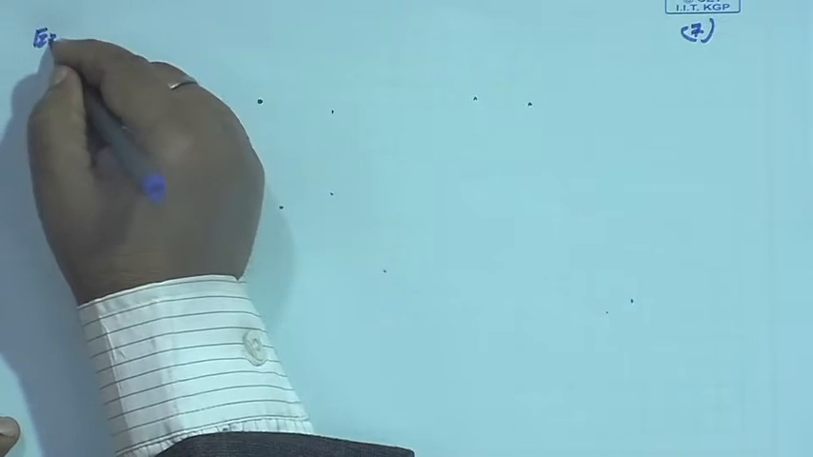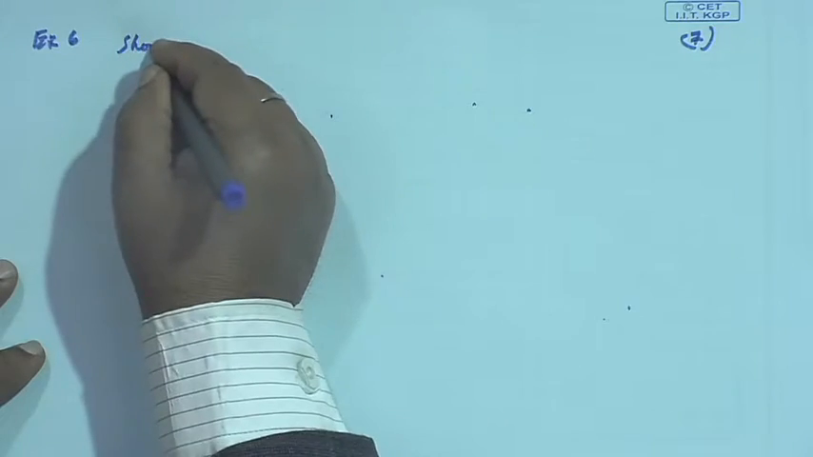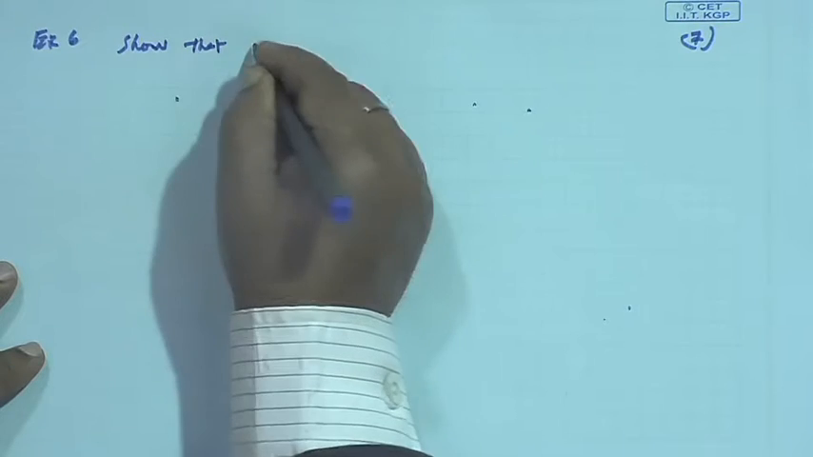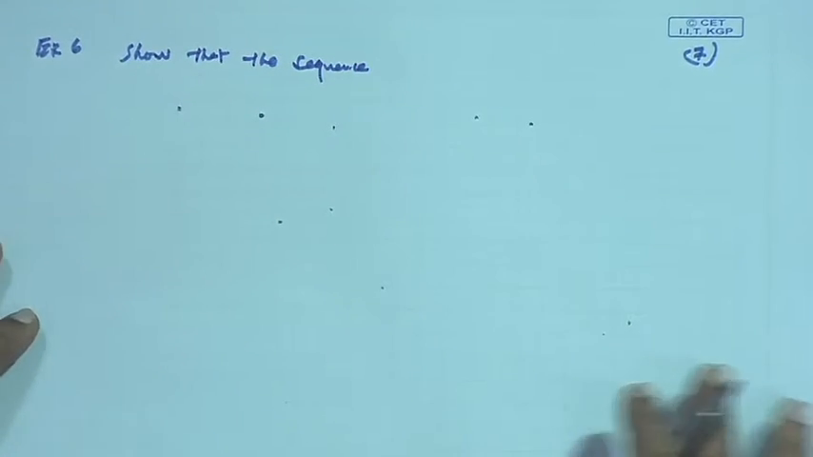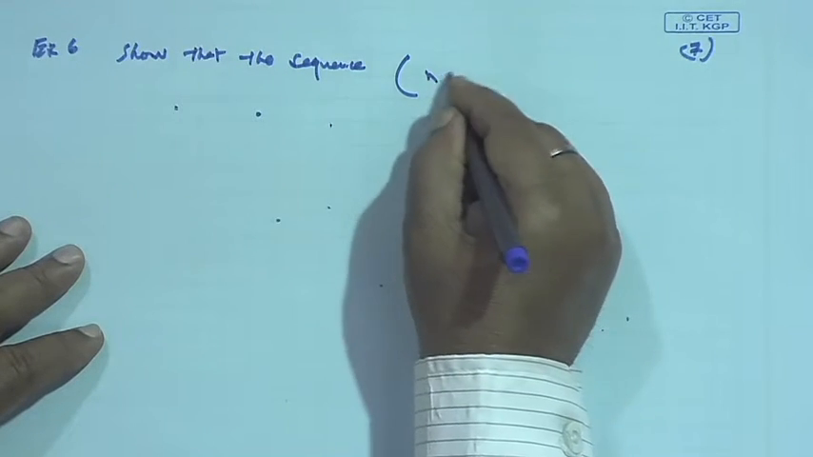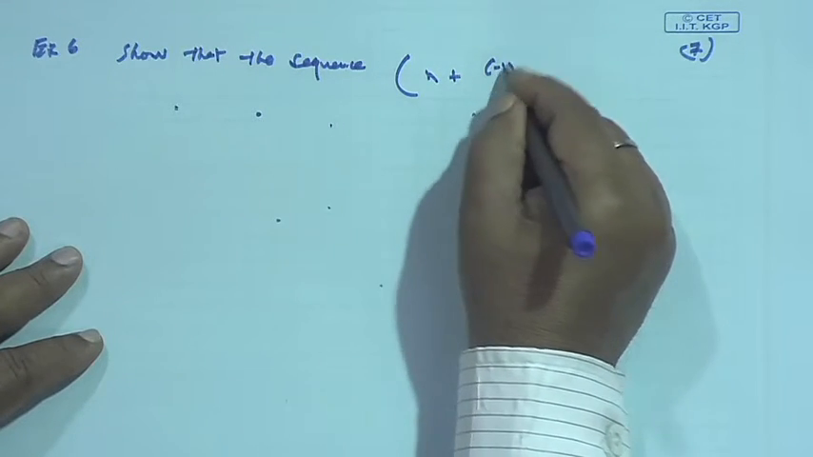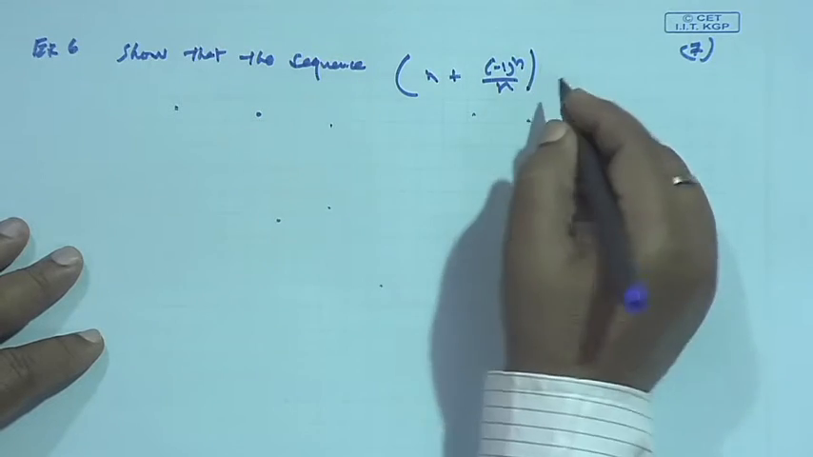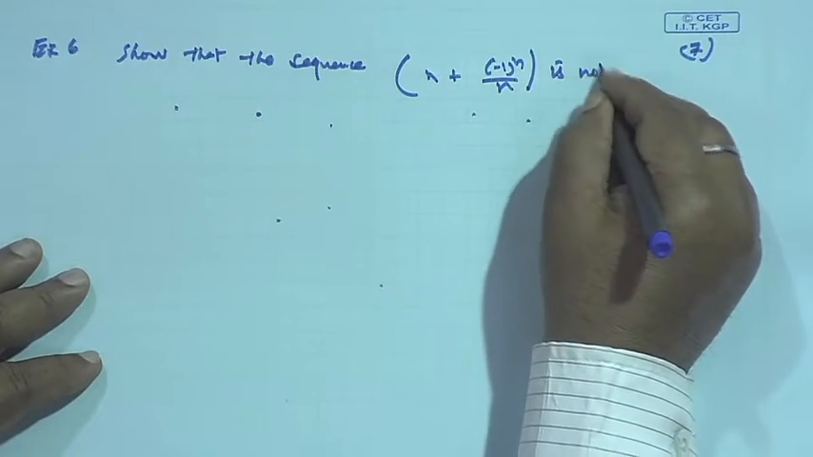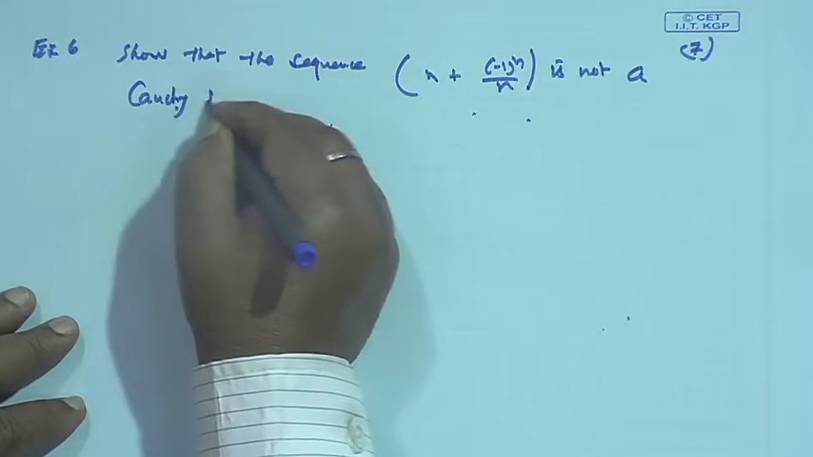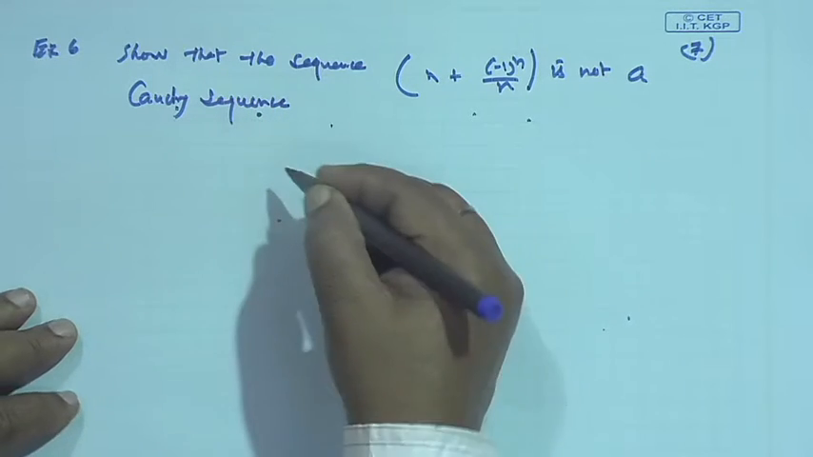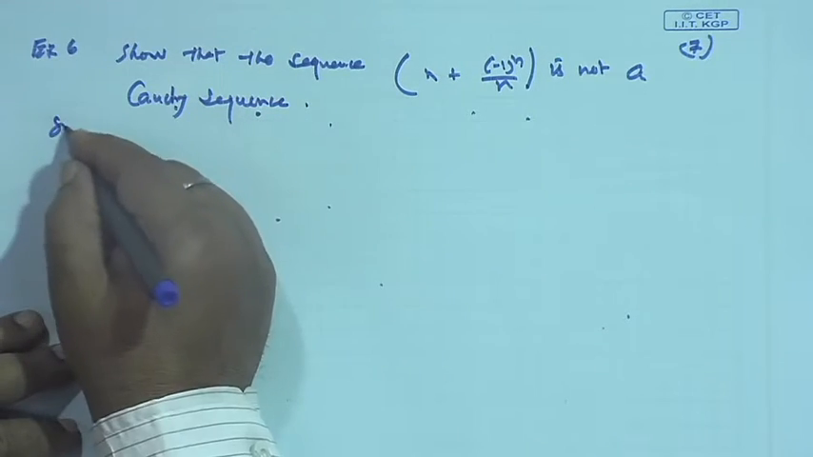Exercise 6. Show that the sequence x_n = n plus (minus 1) to the power n divided by n is not a Cauchy sequence. Solution.